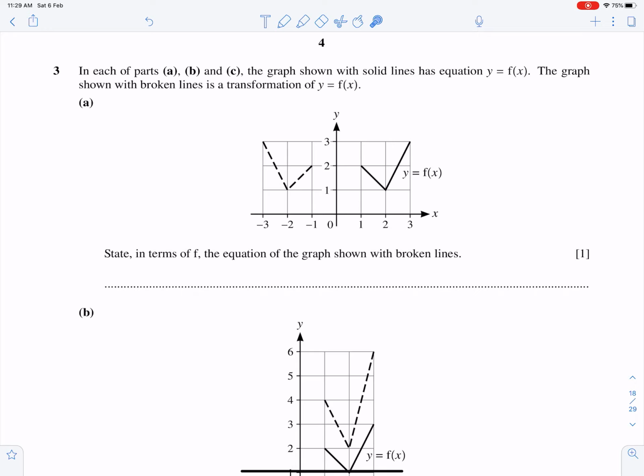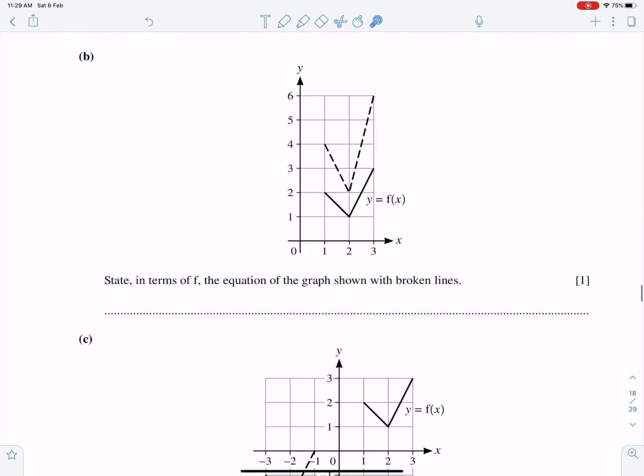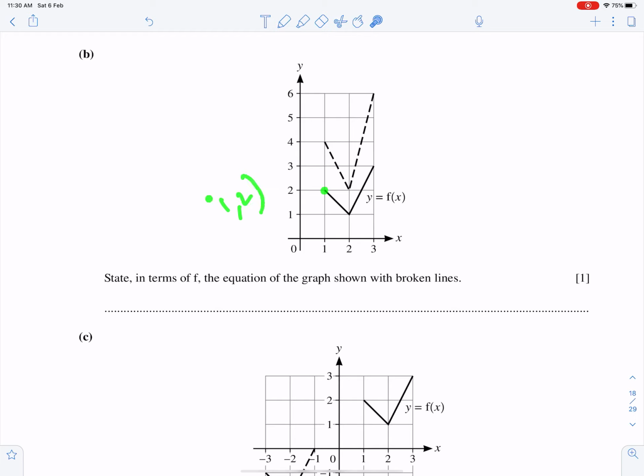Now the next part. You need to observe this carefully. This is a vertical stretch. You just need to check the coordinates. This point has coordinate 1 comma 2 and this point has coordinate 1 comma 4. The change is in the y coordinate and it's twice. So this is a vertical stretch with factor 2. You can observe this from here as well. This line is double this line.